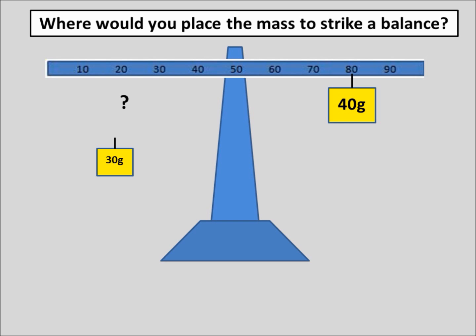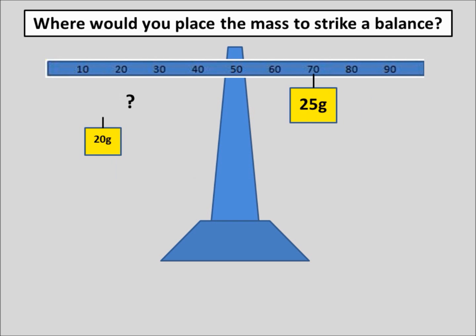In this example, where would you place the 30-gram mass on the left to strike a balance? This time, 40 units out from the fulcrum. Where would you place this 20-gram mass on the left to strike a balance? The 20-gram mass would have to be hung halfway between the 20 and 30, or 25 units out from the fulcrum.